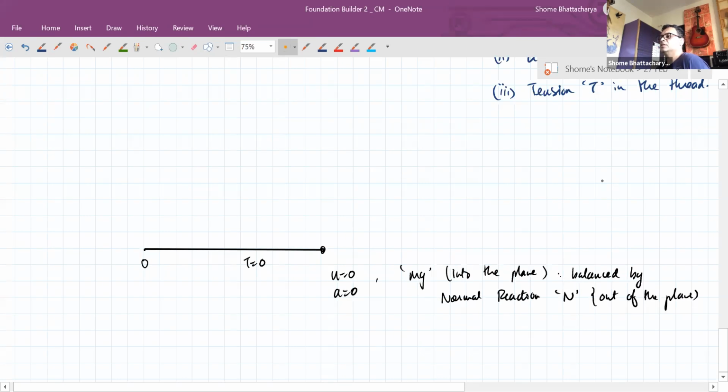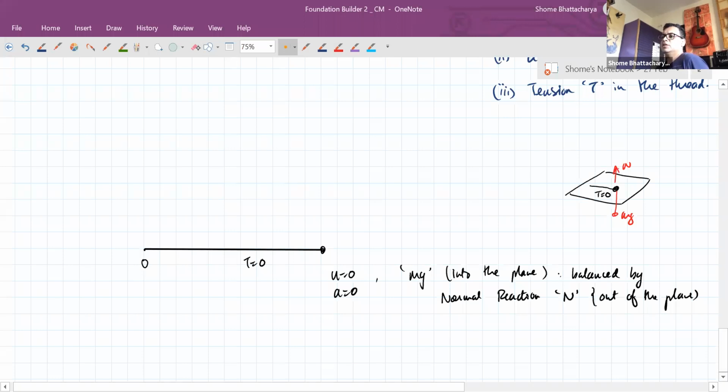Okay, so we can't see those vectors in this diagram, but in that horizontal plane, we can see that mg is going into the plane, normal reaction is coming out, and those two balance each other, and the thread is not really tight, so its tension is 0. This is the situation initially. So I think this is pretty clear to everybody.